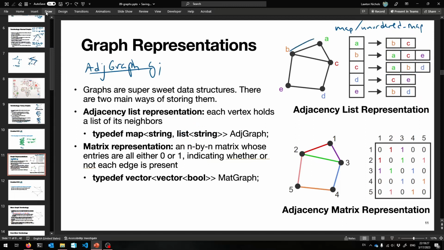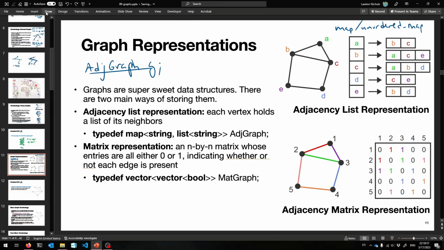So A is adjacent to B and C. B is adjacent to A, C, and E, so you save all of those in the list like that. C is adjacent to A, B, and D. You have to save them in the list, so they're in both places. A is adjacent to B and also B is adjacent to A. You have both of those sides there. And then E is adjacent to B and D. That's why you see it like that. It could be in any order though. If it's here, you know it's adjacent. That's how you can store the graph. So that's one way to do it.